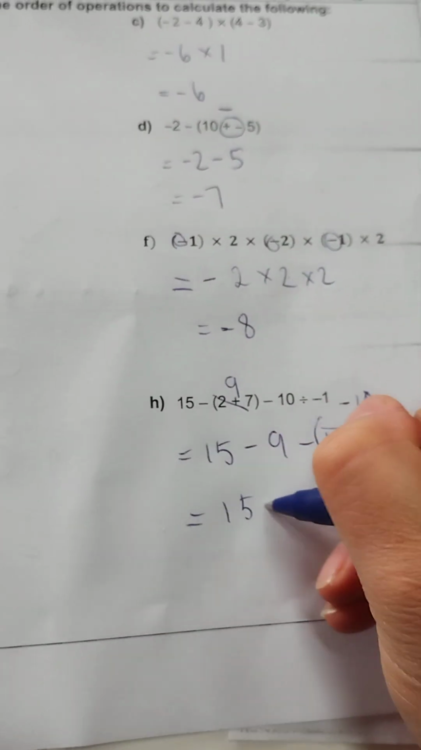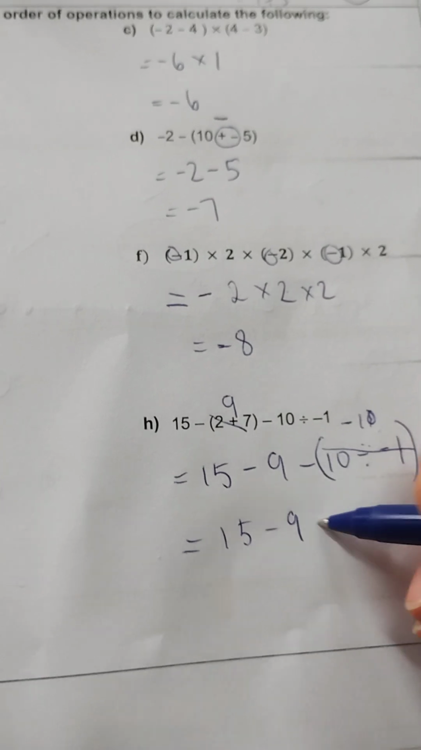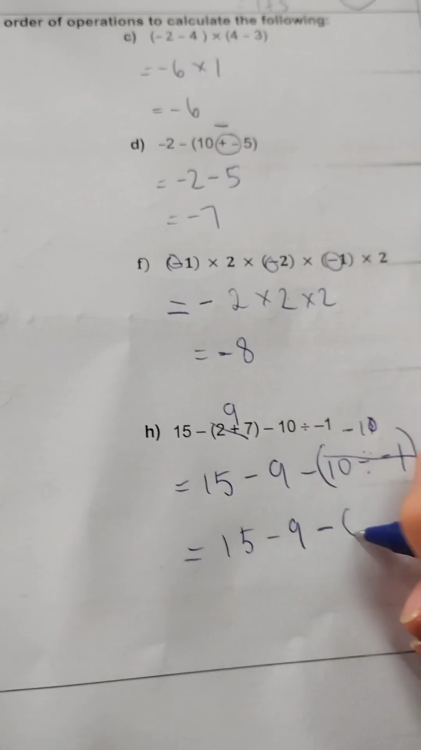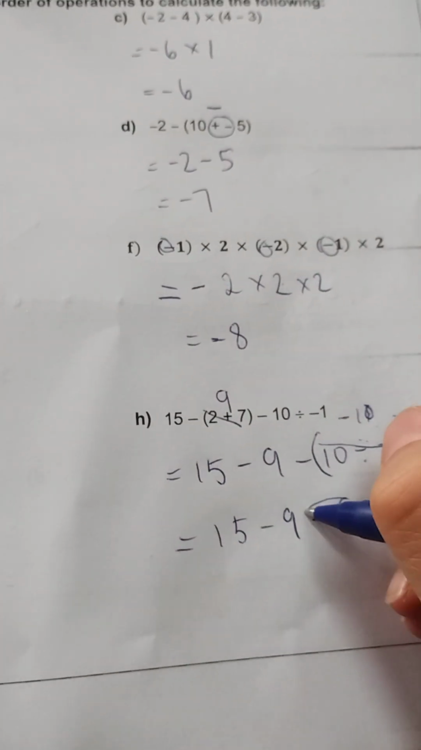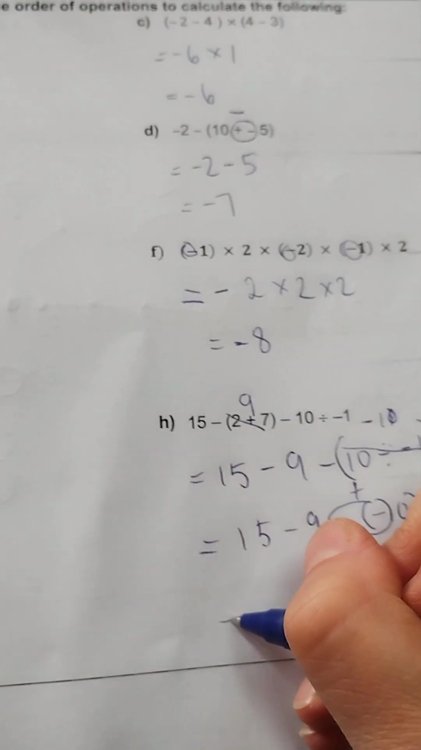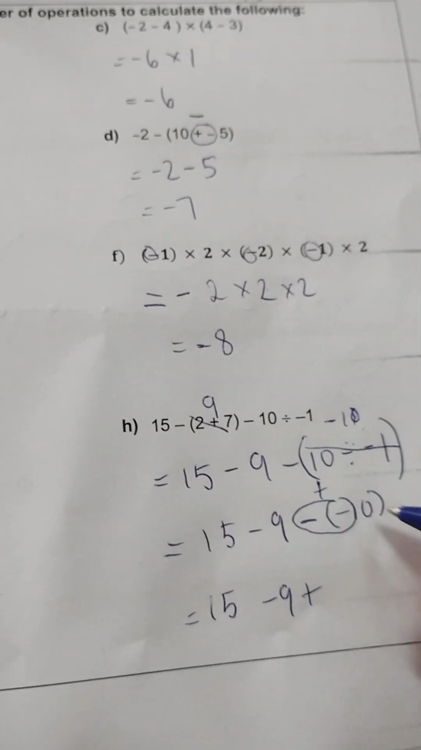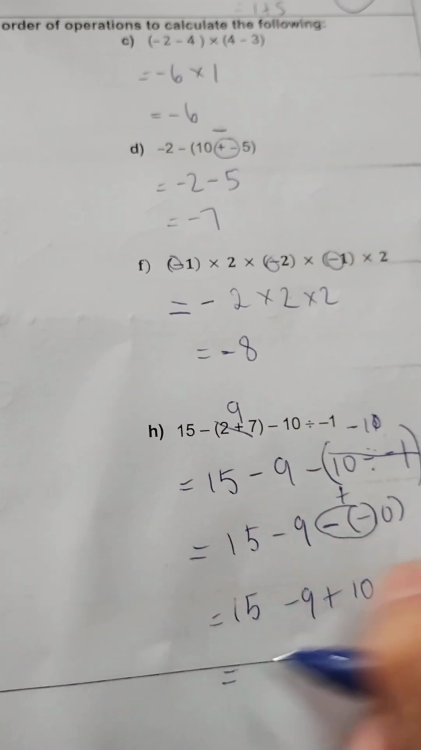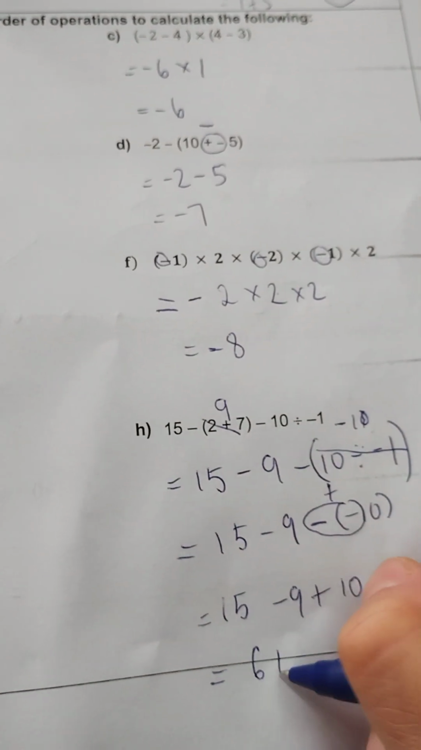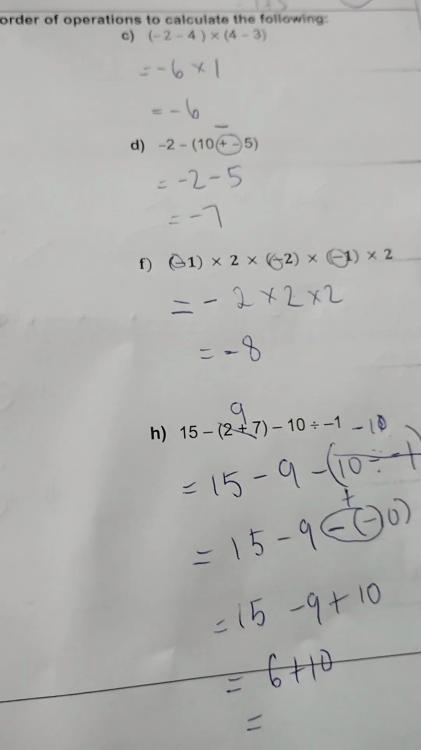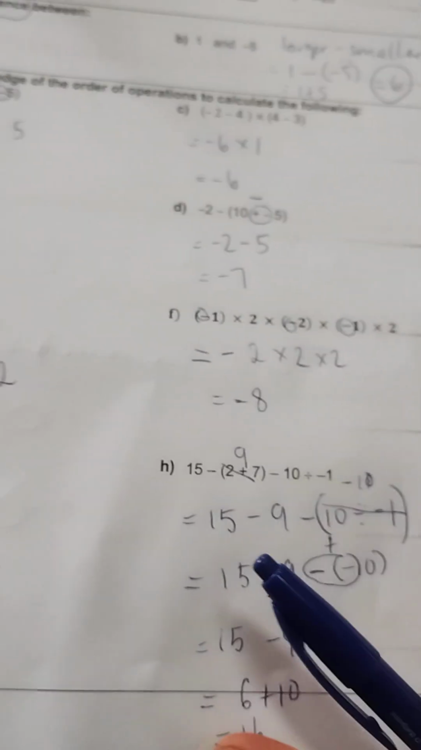So I've got 15, take away 9. Now, let's just be careful. We've got a take away here. We've got a copy. And then also a negative 10 that we calculated in the brackets. All right. And then we can see two negatives make a positive. So we've got 15, take away 9, plus 10. And the last bit, left to right, 15 take away 9 leaves me with 6. And 6 plus 10 is 16. So that one was 16.